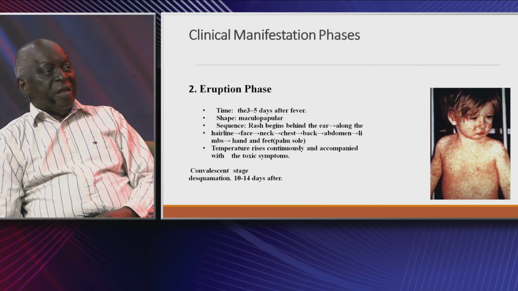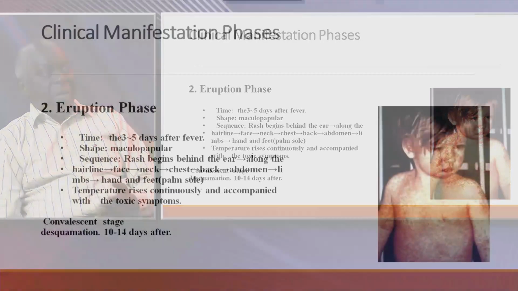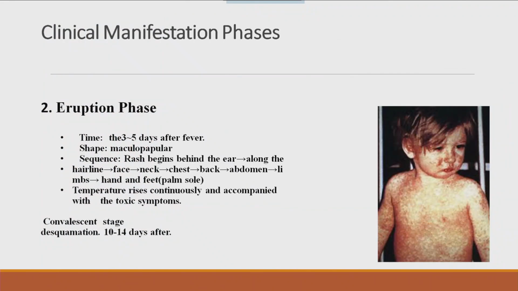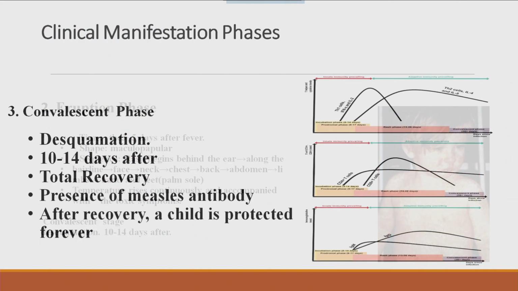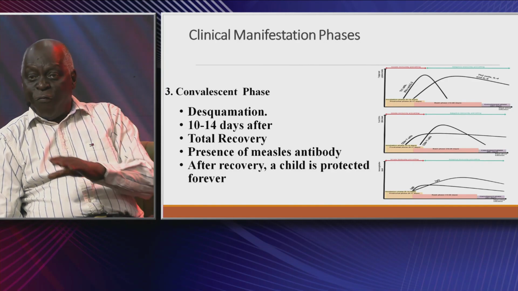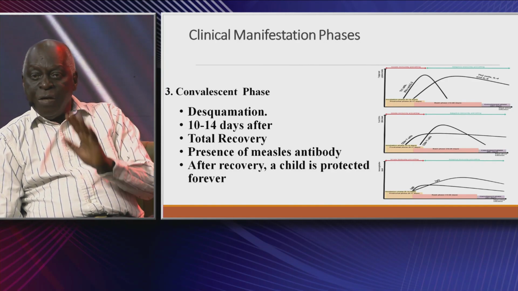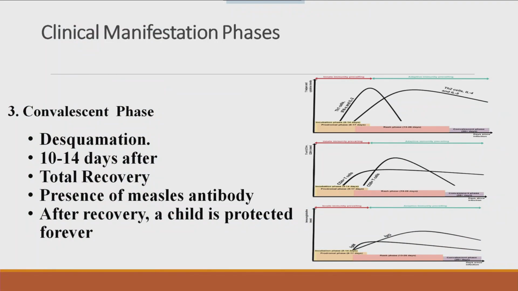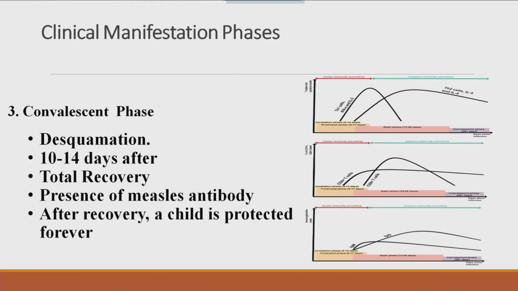At this time, the disease can even develop into toxic symptoms. And the last stage, you see the presence of measles antibody after recovery. That child is protected. One good thing about it, don't forget I told us that measles is a single serotype virus. Once a child recovers, that child can never be infected again by measles because the body has developed a secondary immune response. Although there may be complications later on as adults, which is what we are going to see.